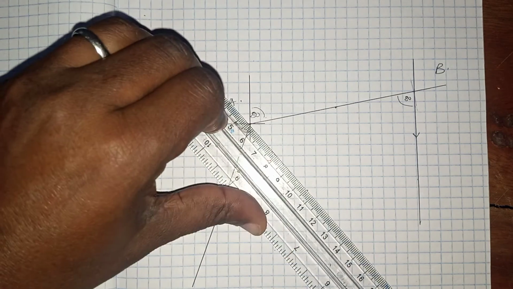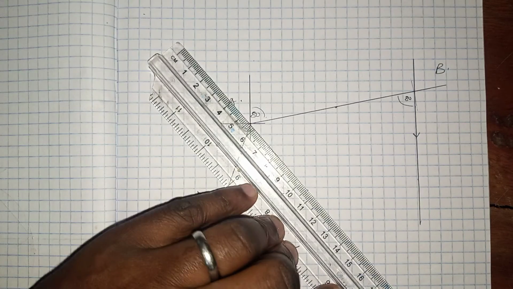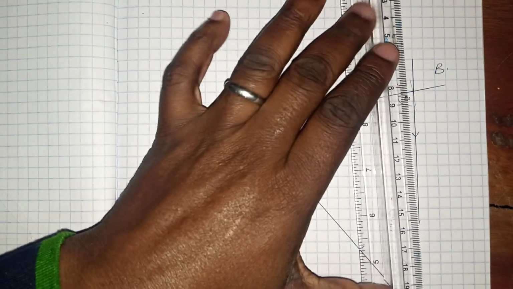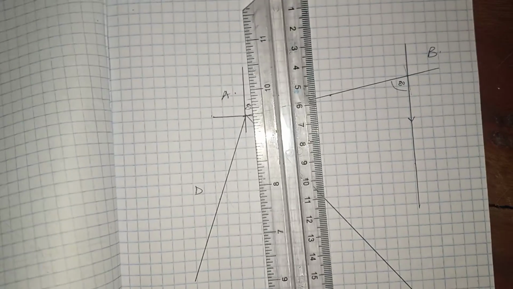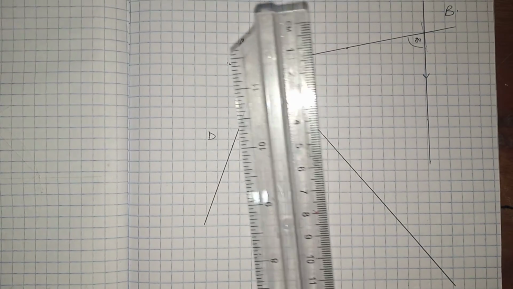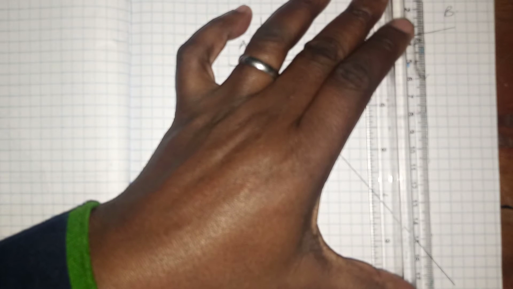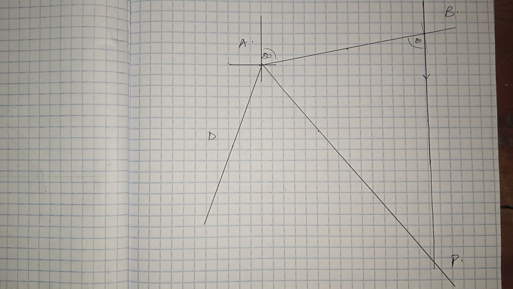So the island P is along this line. And we have to produce now this one so that they meet somewhere. The island P being along this line, that means we have to produce the southwards direction to meet island P. This is the island P.